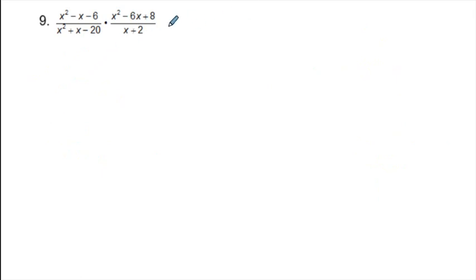9. Okay, same process as for number 8. We're going to go ahead and factor everything we can. So for our numerator, first of all, we have x squared minus x minus 6, and that can be factored into x plus something, x minus something. 2 and 3 are apart, so it's going to be (x minus 3)(x plus 2), so that's that first numerator factored.